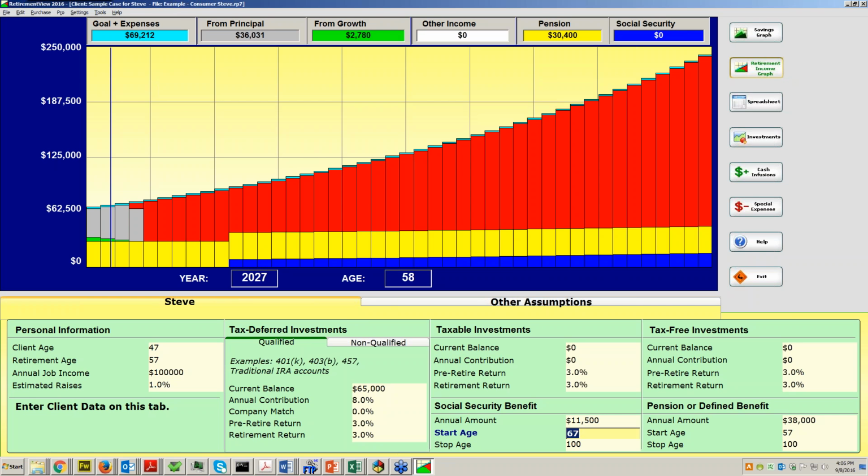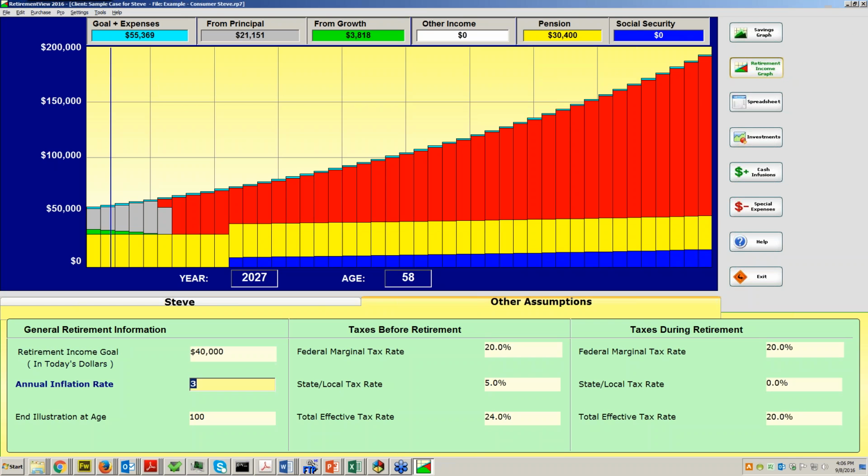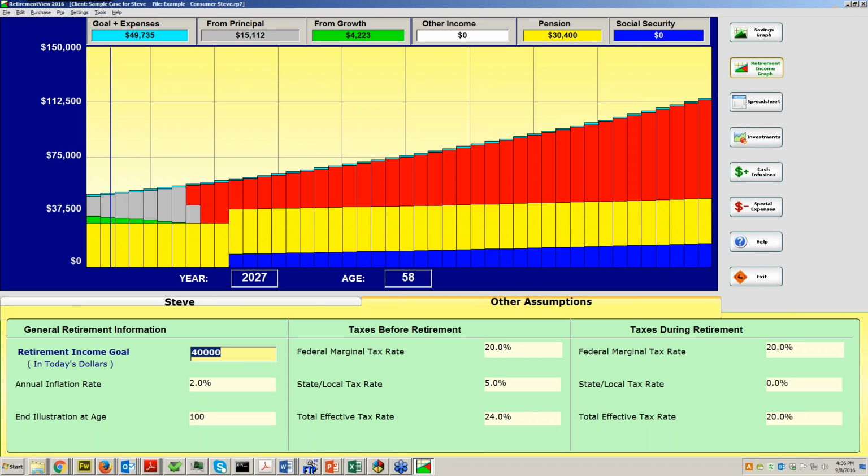Alrighty. And the other thing he says is that he needs about $40,000 in today's dollars. So I'm going to assume that's after taxes. And he was using a 2% inflation rate. I think that's a little low, but inflation has been kind of low lately.